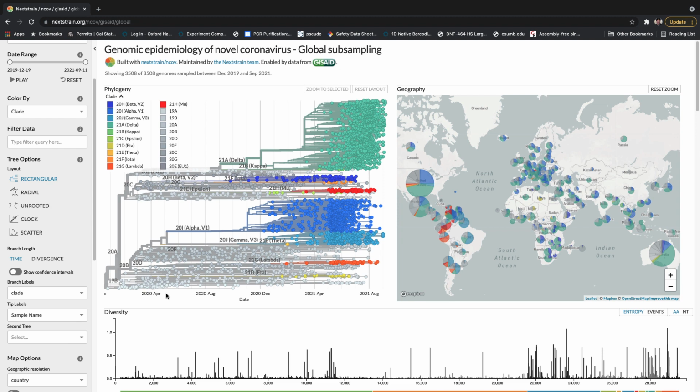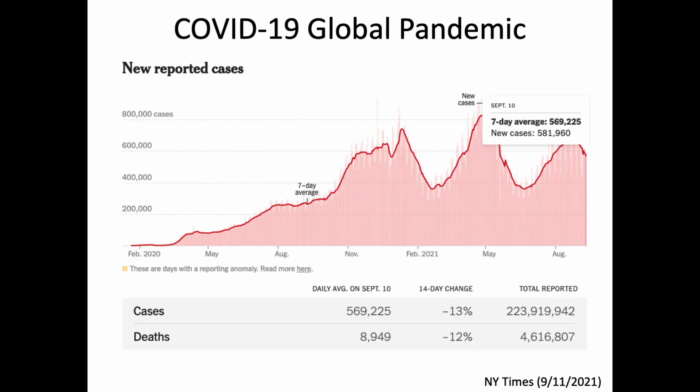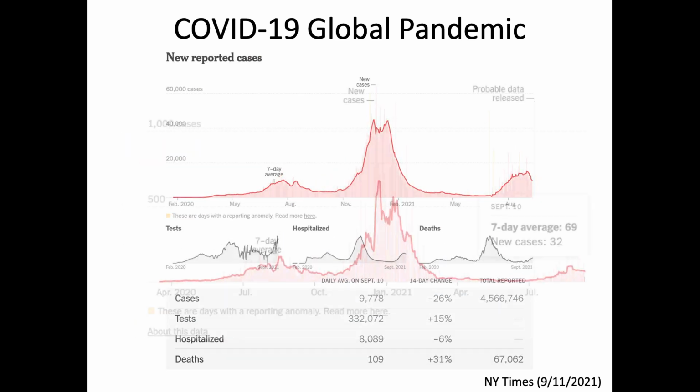We can also see this tree represents all the evolution that has happened during that time, and we can see how the Delta variant has moved away and is a very different organism at this point. So these are some of the ways we can think about why it's so important to have these genomic tools at our disposal.